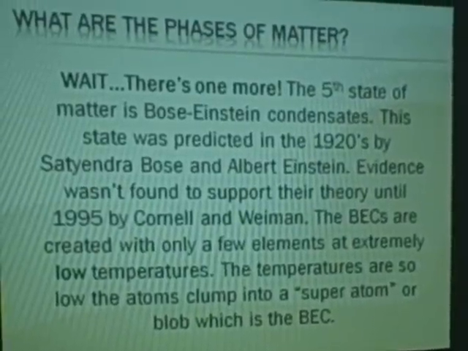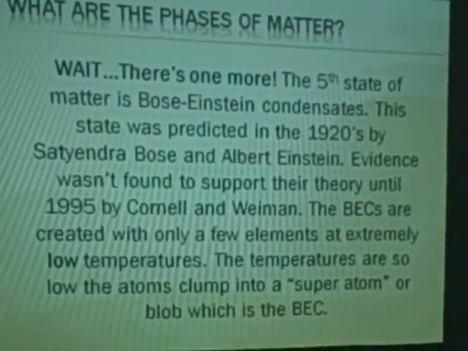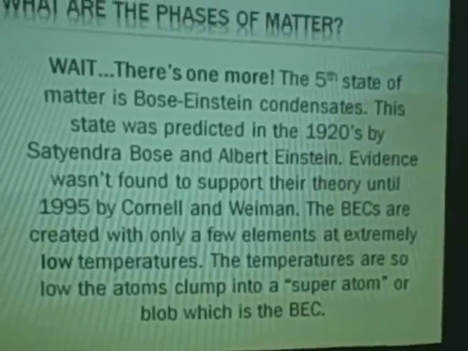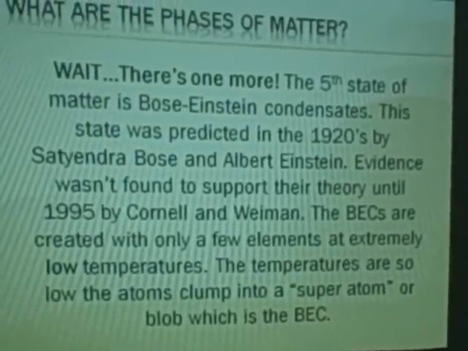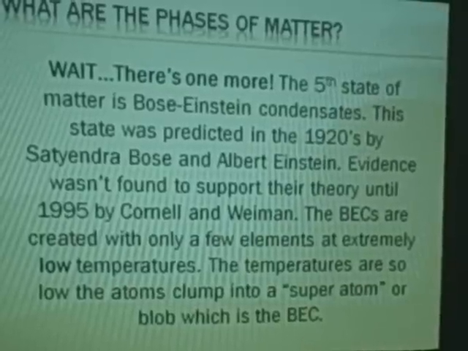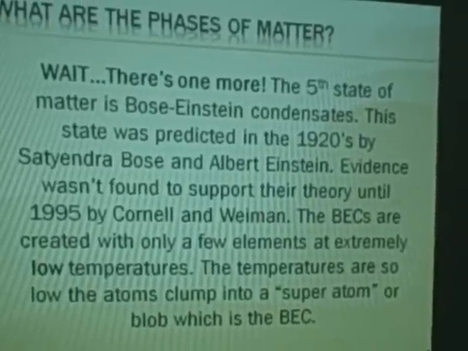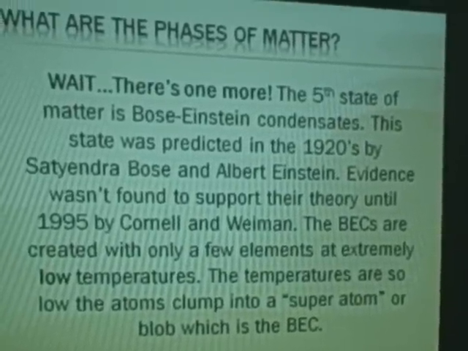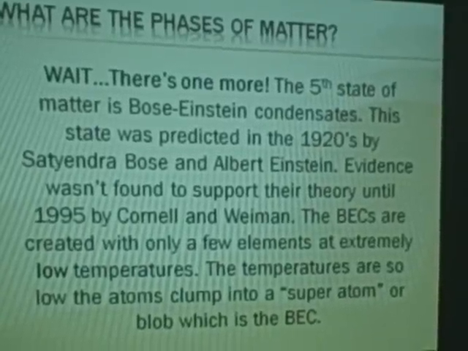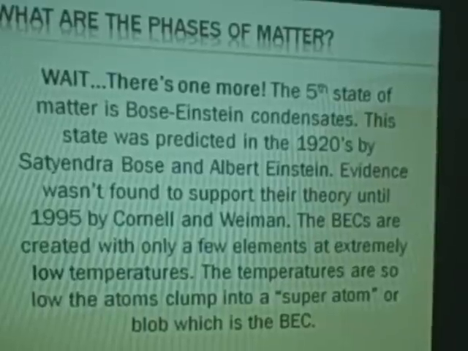Wait! We've got one more, and I guarantee you can wow your parents with this one. It's the 5th state of matter. It's Bose-Einstein condensates. That crazy name came because it's named for the 2 scientists who originally predicted this phase of matter. However, it was back in the 1920s and they really couldn't provide evidence when they did their experiments to support their theory.